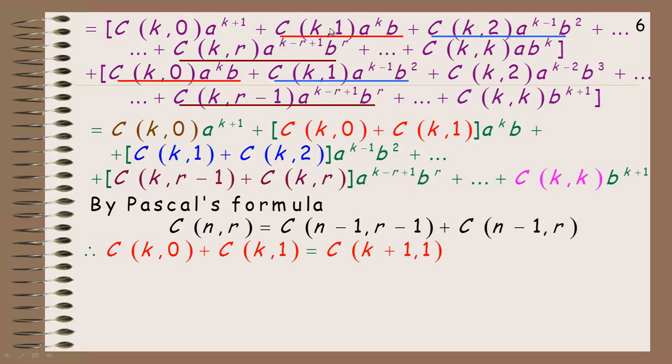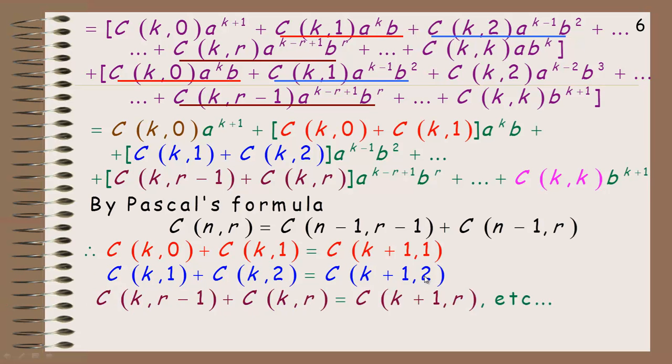So if I were to add, for example, these two here, k choose 0 and k choose 1, notice that the first parts are the same and the second differ by 1. So this would equal the combination whose first part is 1 bigger than the k, so k plus 1, and the same as the larger r value. That would equal k plus 1 choose 1. k choose 1 plus k choose 2 would equal k plus 1 choose 2. In general, k choose r minus 1 plus k choose r would equal k plus 1 choose r, etc.